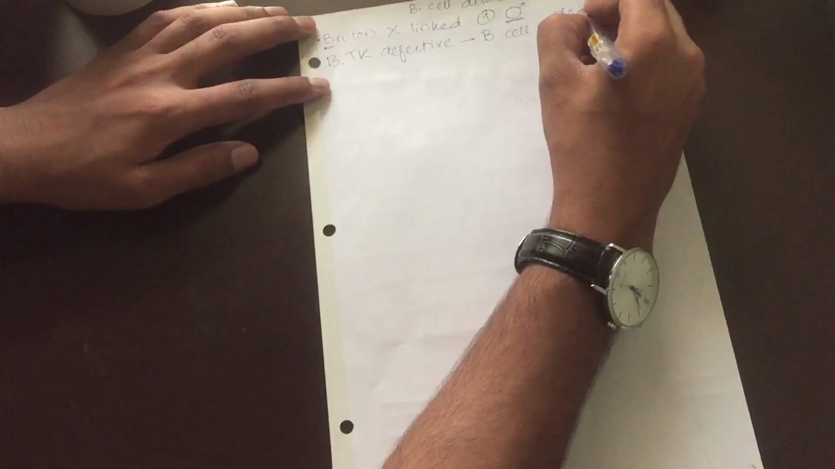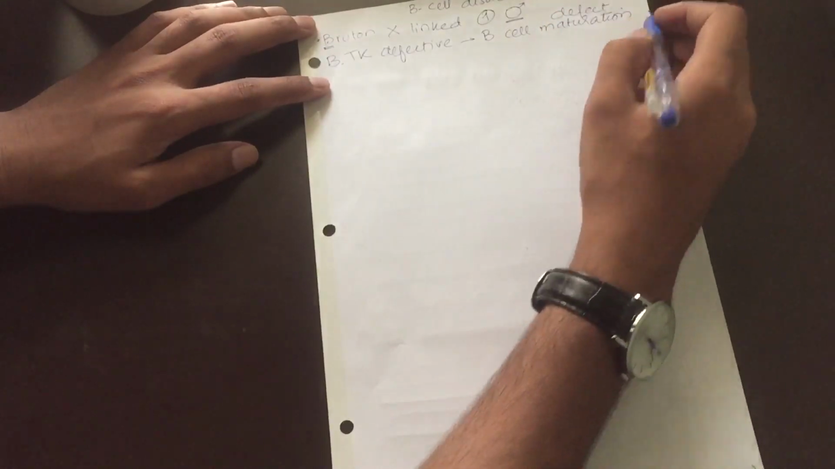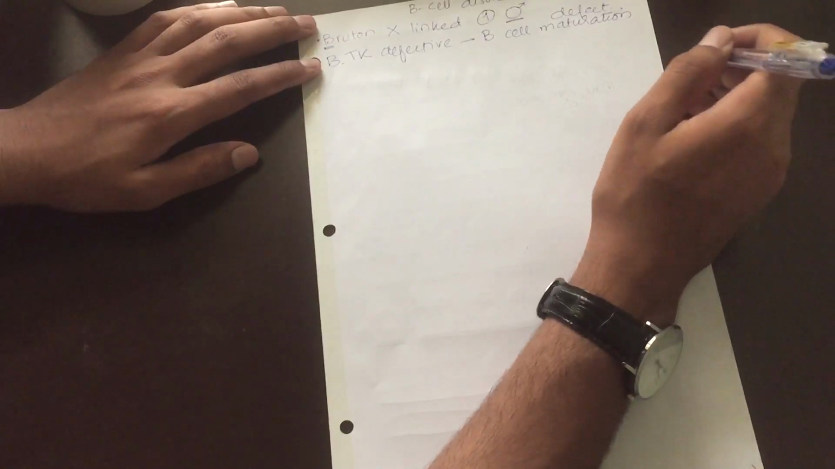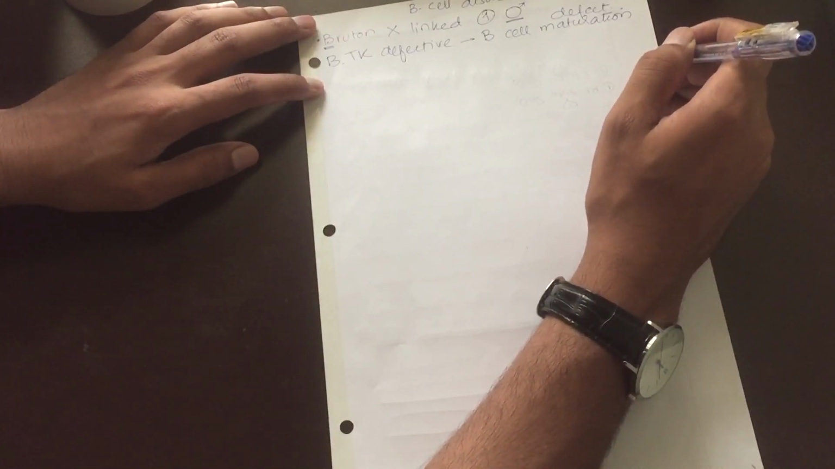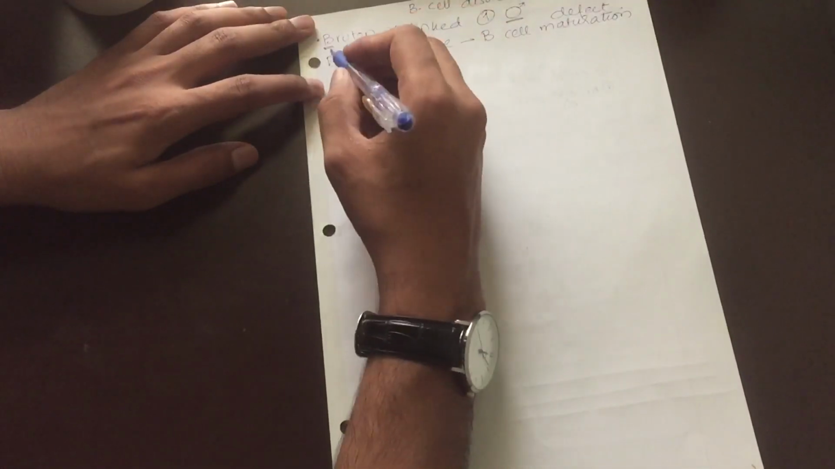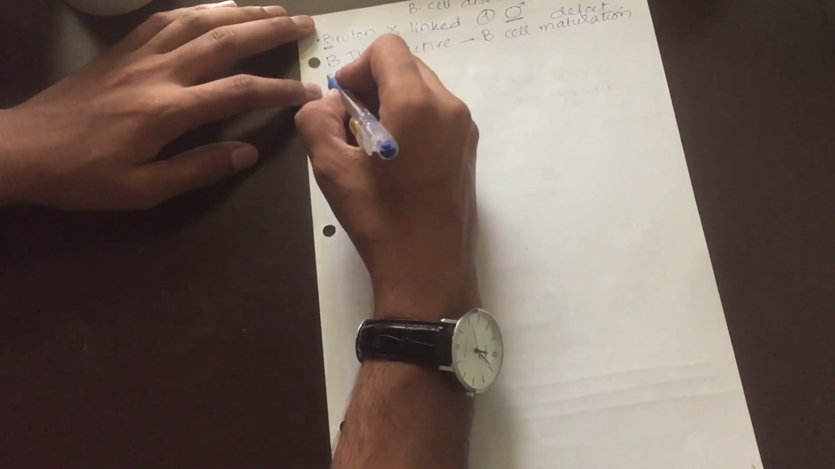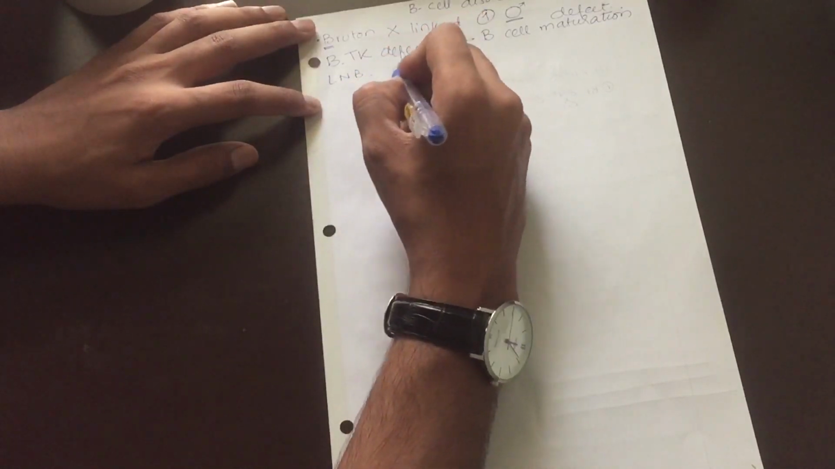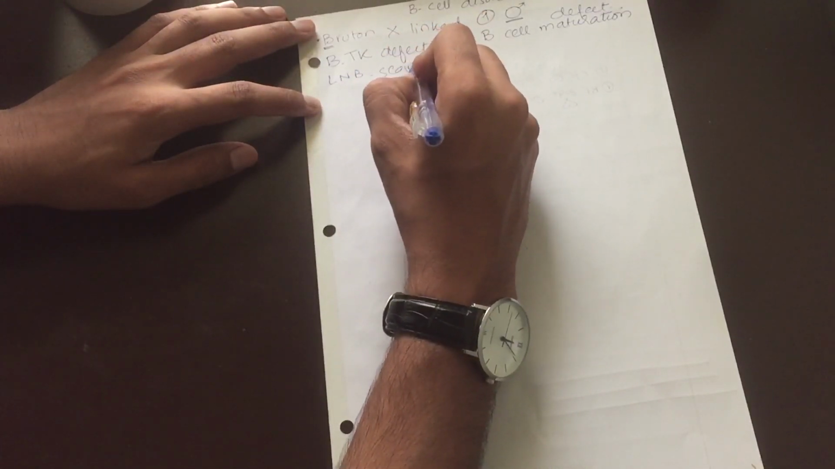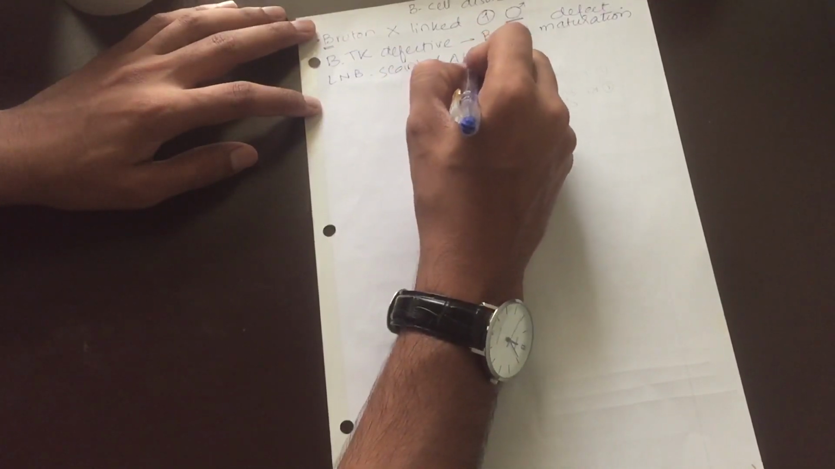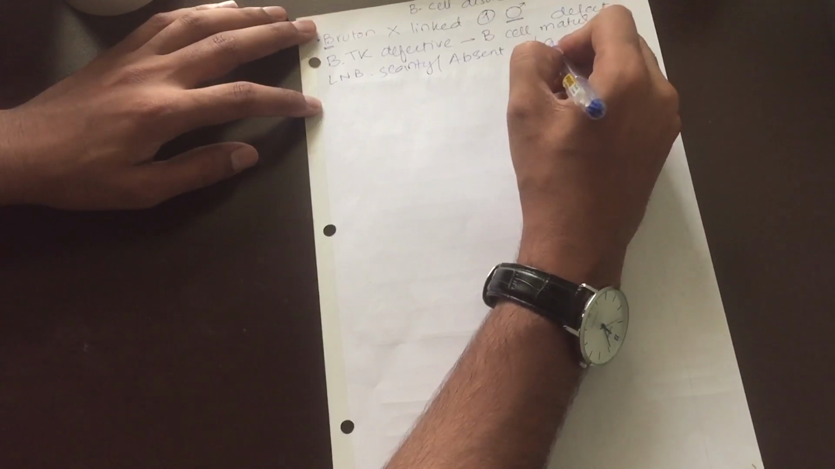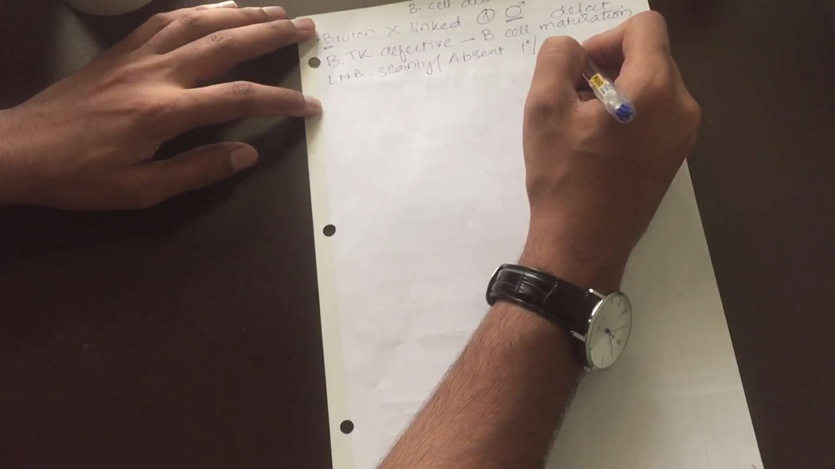maturation defect. As we know that B cells are produced in the bone marrow and mature or proliferate in the spleen, lymph nodes. So in our lymph node biopsy, we have scanty, hypoplastic or absent primary follicle or germinal center.